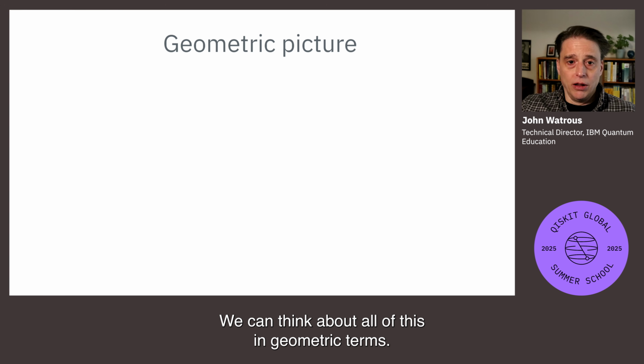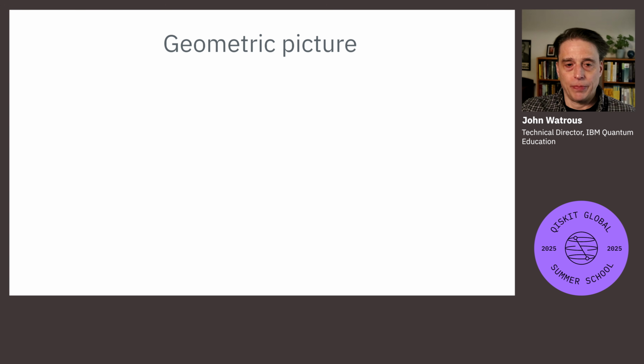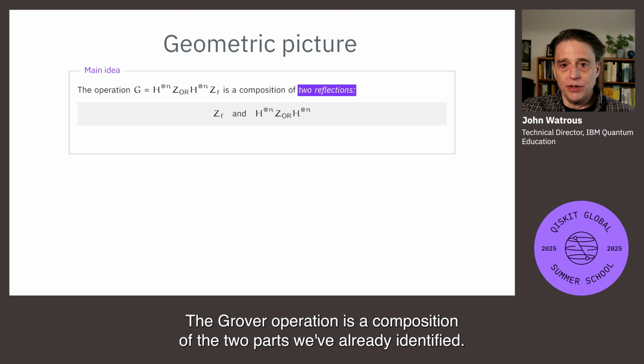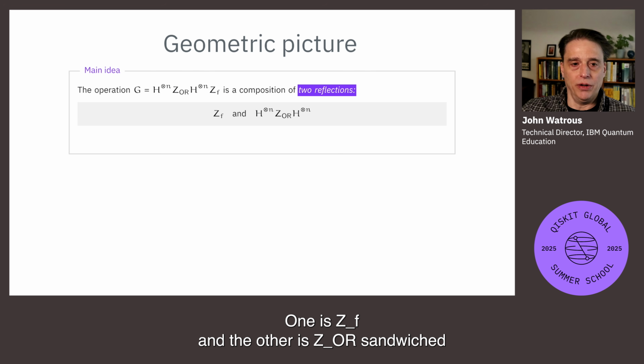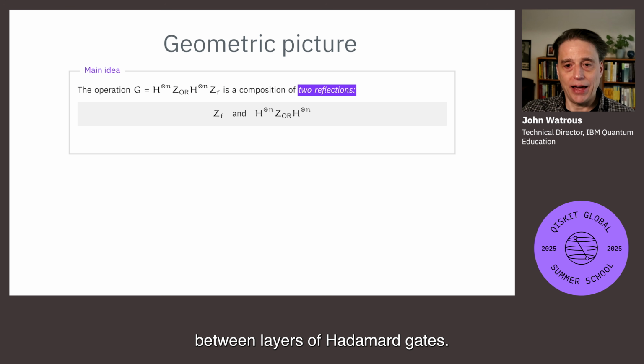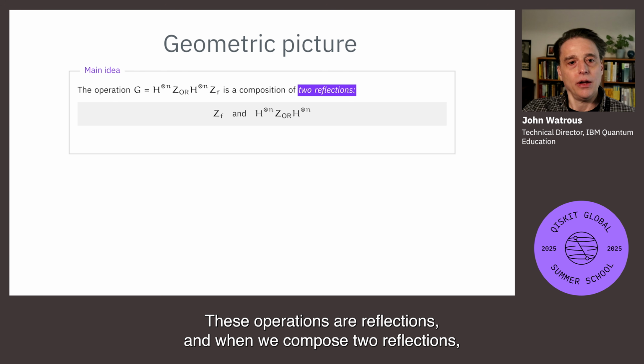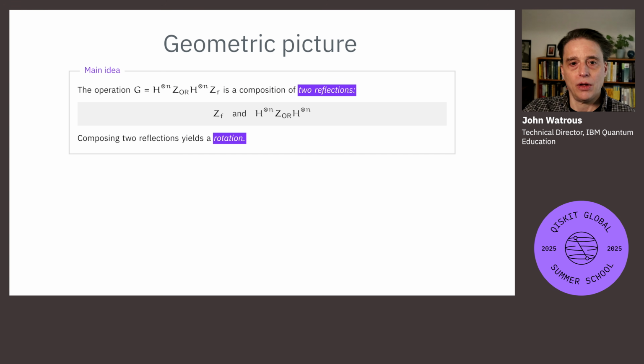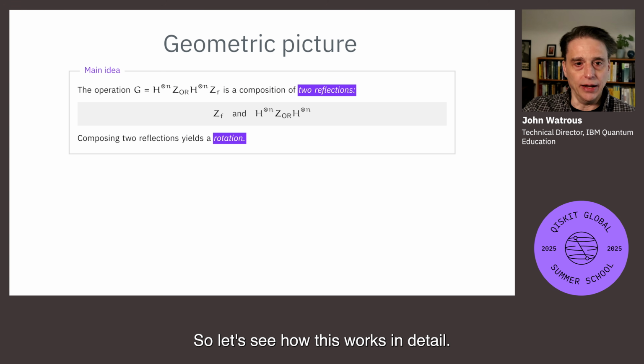We can think about all of this in geometric terms. Here's the main idea. The Grover operation is a composition of the 2 parts we've already identified. One is ZF, and the other is Z-OR, sandwiched between layers of Hadamard gates. These operations are reflections, and when we compose 2 reflections, we obtain a rotation, which sheds some light on what we've already observed. So let's see how this works in detail.